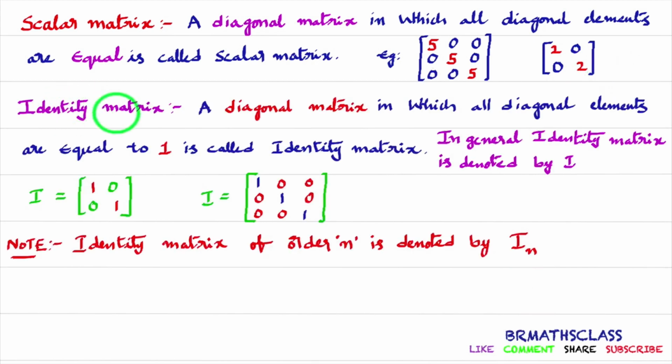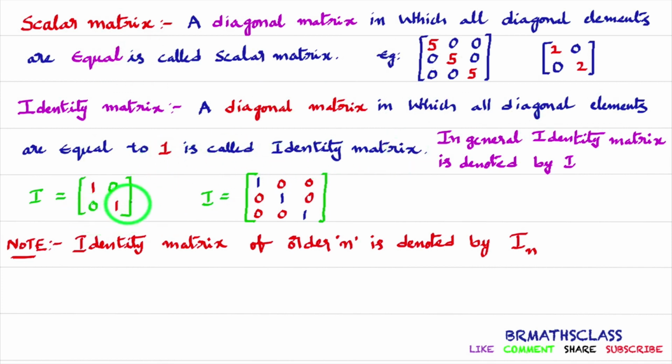Observe here, identity matrix. Identity matrix is also known as unit matrix. Observe this definition. First of all, it must be a diagonal matrix. A diagonal matrix in which all diagonal elements are equal to 1. Please try to understand. What is the difference between scalar matrix and identity matrix? In a scalar matrix, all diagonal elements are equal to any scalar. But here, a diagonal matrix in which all diagonal elements are equal to 1 is called an identity matrix.